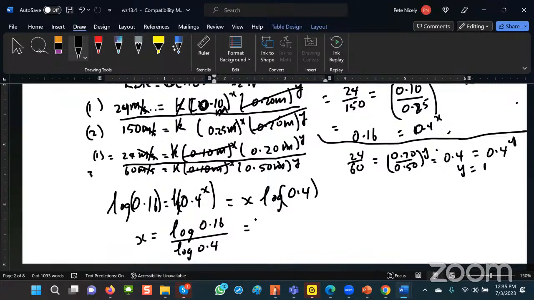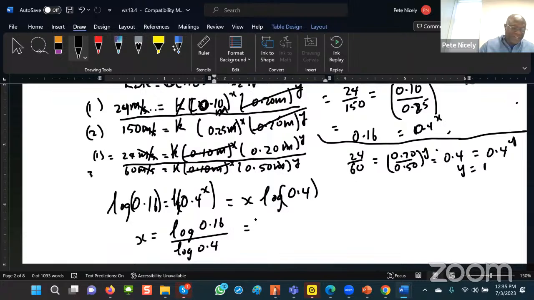Okay, thank you. It's actually been a couple years since I've taken algebra. 0.16 log divided by 0.4 log. Exactly, you get 2. Thank you.